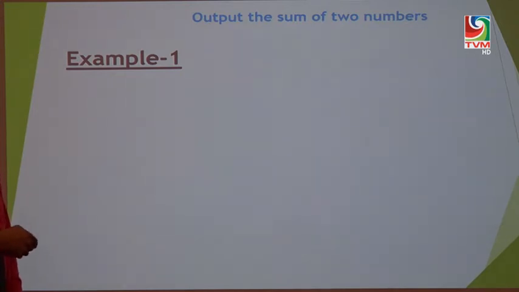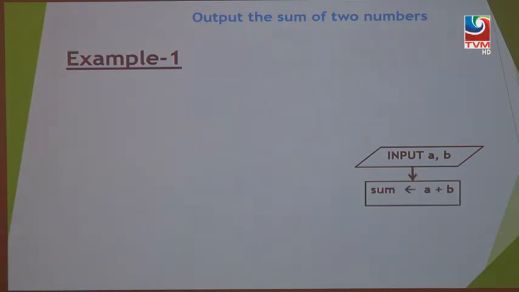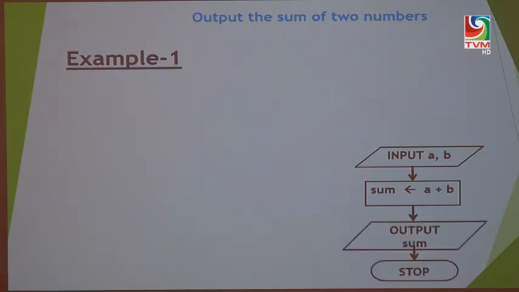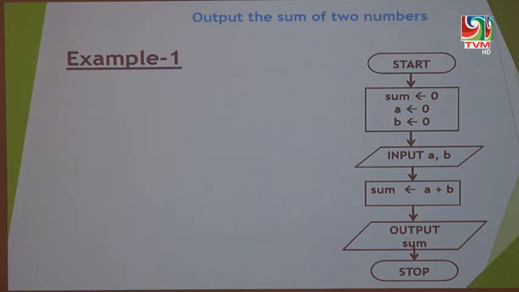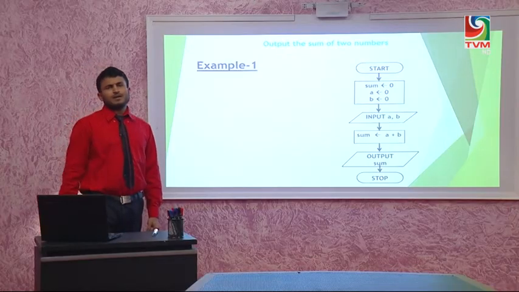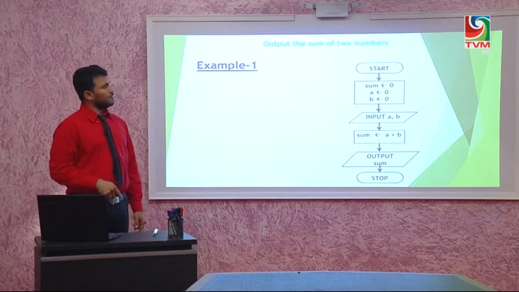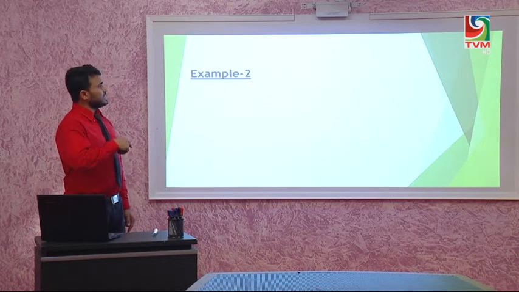So again I am telling you, this is your input value, input A comma B, where A and B are the variables. Sum equal to A plus B, that is, adding A and B and storing it in the variable sum, and you are finding the output and initializing the values: sum equal to 0, A equal to 0, B equal to 0, and finally you have start. So this is a small example of how a flowchart looks. Now just see another example.